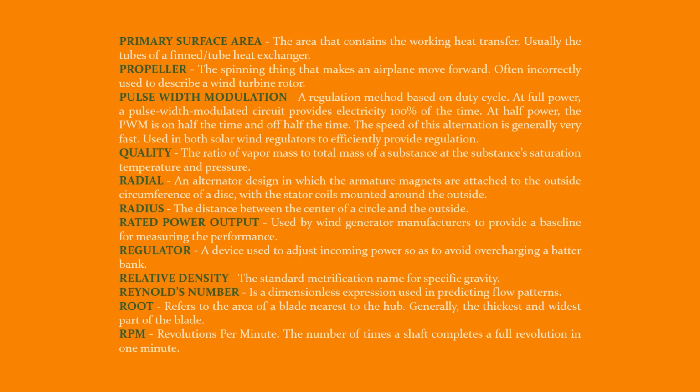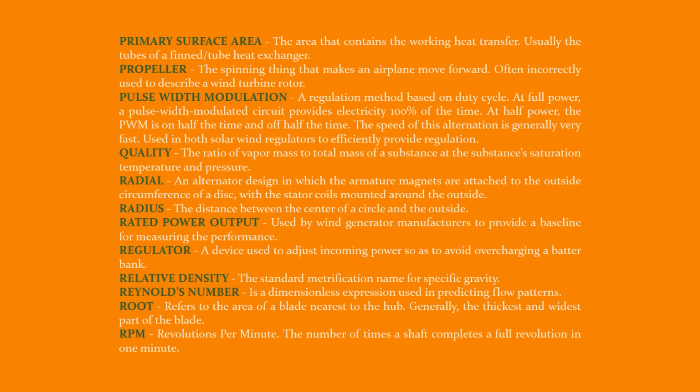Quality. The ratio of vapor mass to total mass of a substance at the substance's saturation temperature and pressure. Radial. An alternator design in which the armature magnets are attached to the outside circumference of a disc, with the stator coils mounted around the outside. Radius. The distance between the center of a circle and the outside. Rated power output. Used by wind generator manufacturers to provide a baseline for measuring the performance.